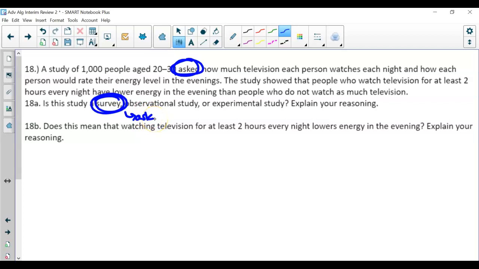Now, does this mean that watching television for at least 2 hours every night lowers the energy level? Well, no, because this is just a sample, 1,000 people and only 20 to 30. Again, does this sample truly represent the population? Is this an accurate reflection? No, because we have all other grade levels. We have other ages here besides the people that are 20 to 30.